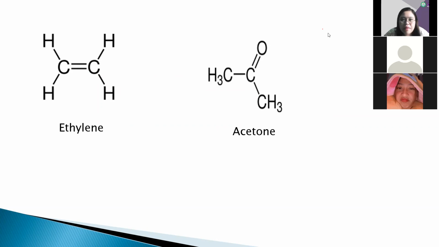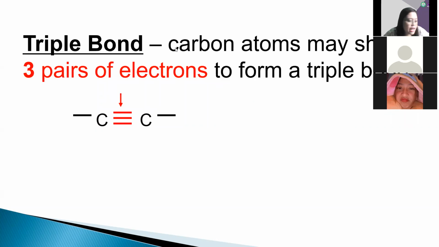Okay? These are just examples. And then we have the triple bond. In the case of a triple bond, the atoms will share 3 pairs of electrons. Since 3 pairs, all in all we have 6 electrons. So for carbon, it shares 3 electrons. That is also true for this carbon. So only one electron is left free for bonding.